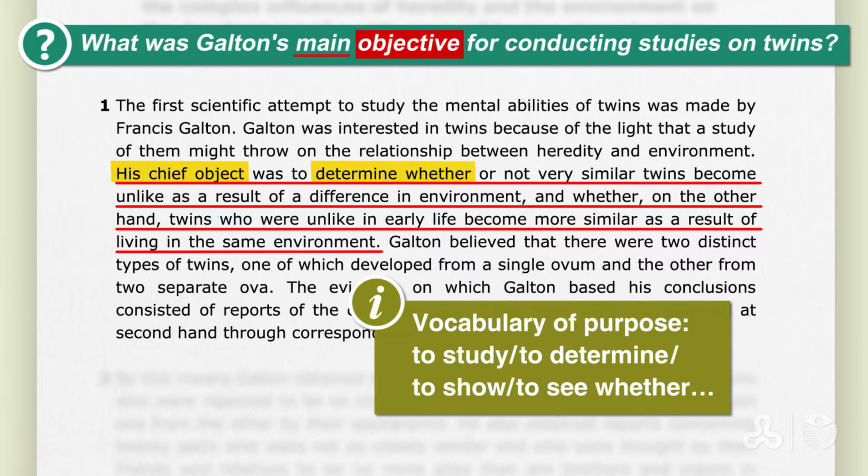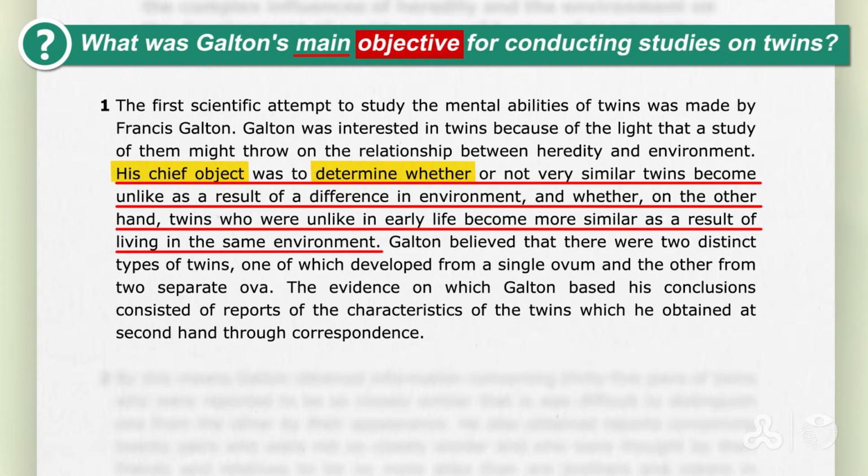מה הוא יצא לעשות או לחקור? He tried to determine whether. ניסה לקבוע האם. Okay, what did he try to determine? To determine whether or not very similar twins become unlike as a result of a difference in environment, and whether, on the other hand, והאם מצד שני, twins who were unlike in early life become more similar as a result of living in the same environment.